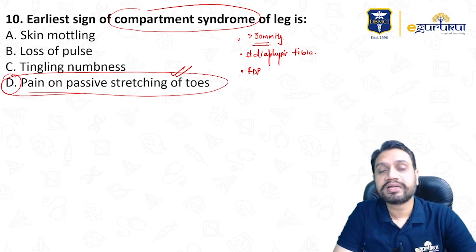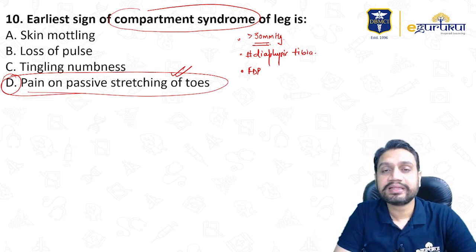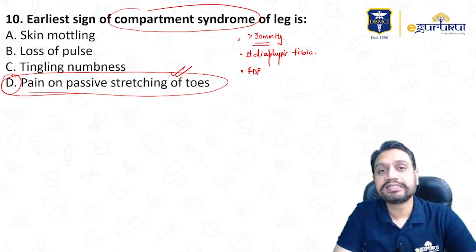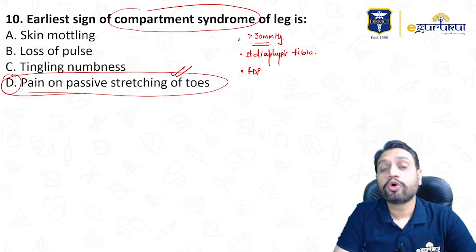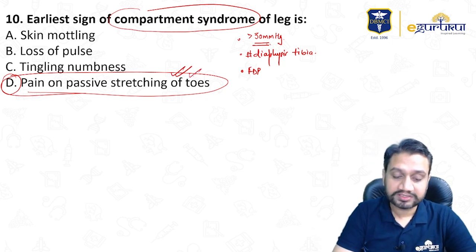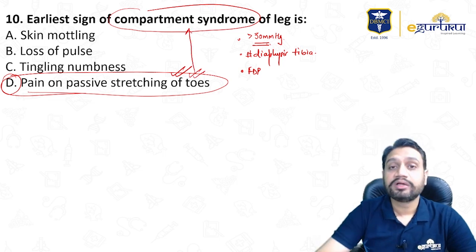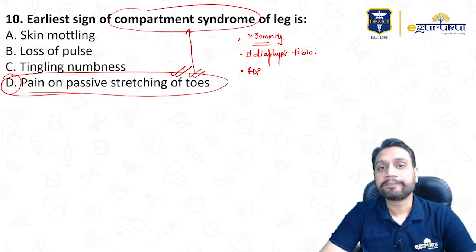Now, this question has been asked to you in multiple ways. For example, they can ask which of the given conditions is an emergency for the orthopedic surgeon to come immediately and see the patient, and the options mentioned are open fracture, intra-articular fracture, pain on passive stretch. We know pain on passive stretch is a sign of compartment syndrome, so we have to call the orthopedic surgeon immediately, right?